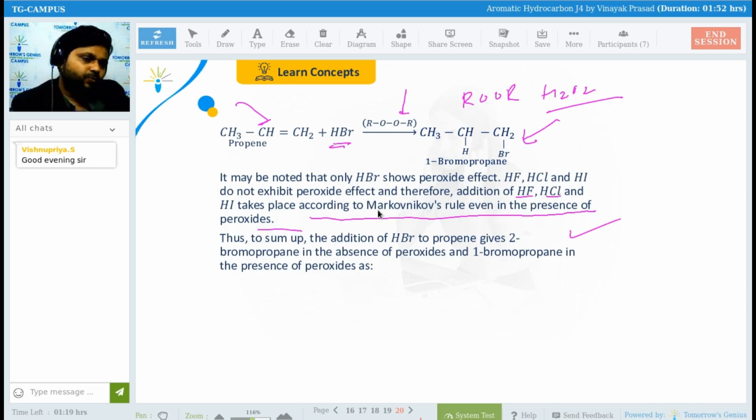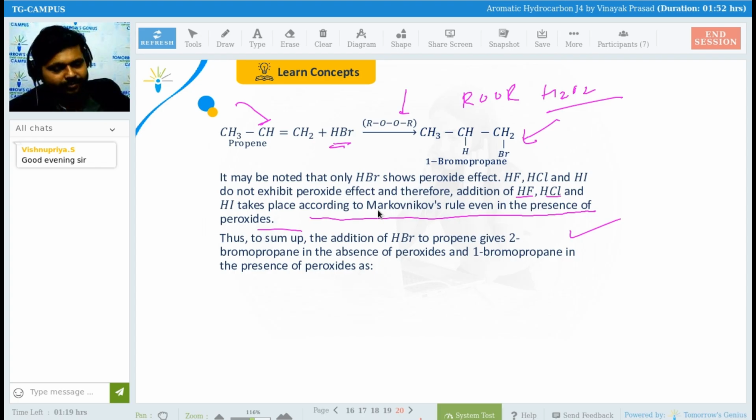Getting my point? Okay. Why, if you are asking, then there are two cases, right? A good point to understand here is, if you know about the carbocation, which carbocation is more stable, 1 degree or 2 degree? Vishnupriya, which carbocation is more stable, 1 degree or 2 degree? 2 degree. If 2 degree is more stable, then Br will attack the 2 degree carbon, and that is the more stable product that you will get from there. Is it okay?